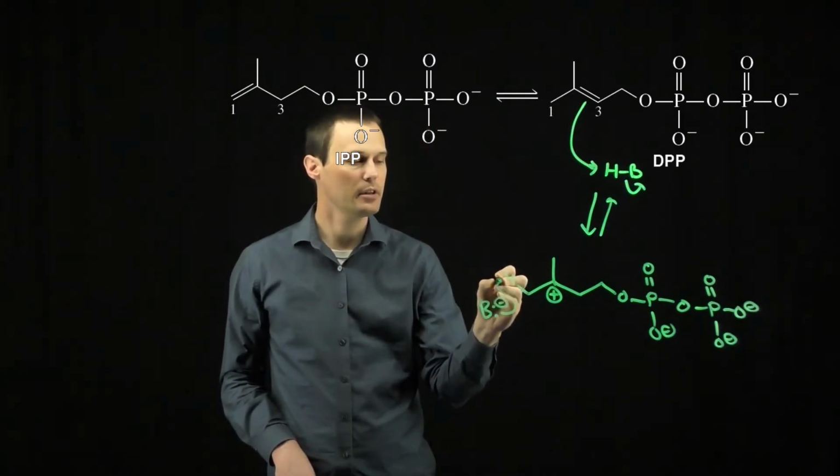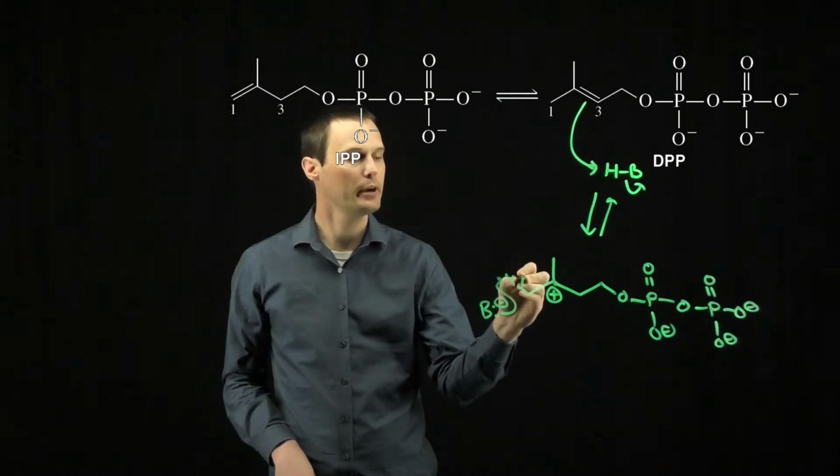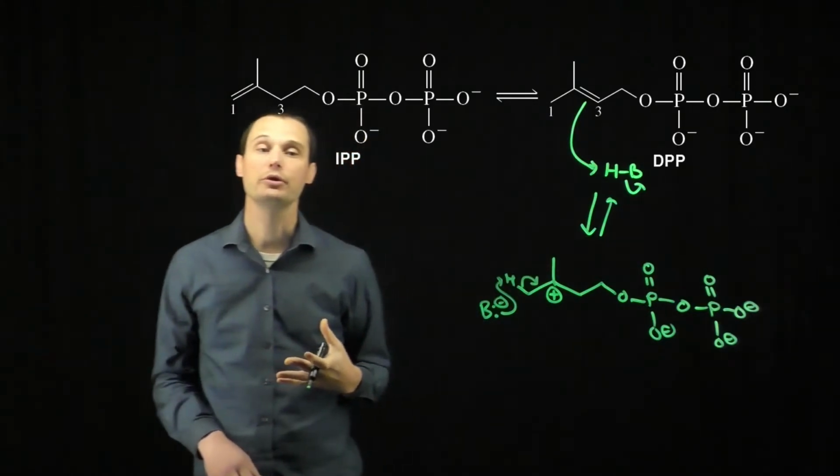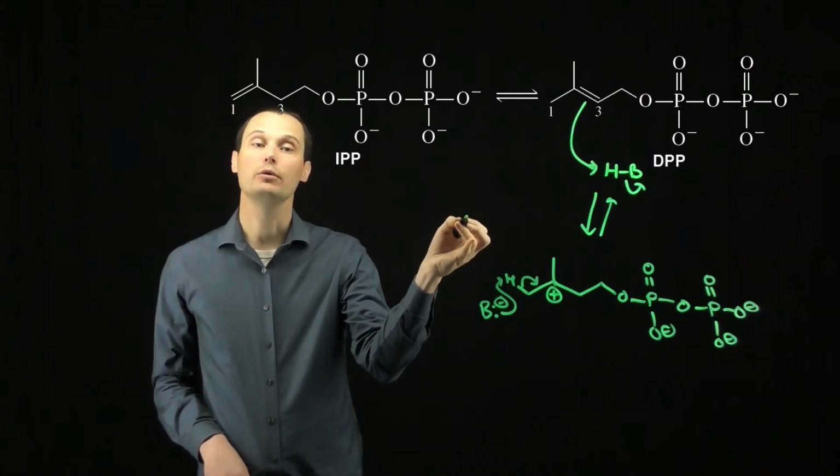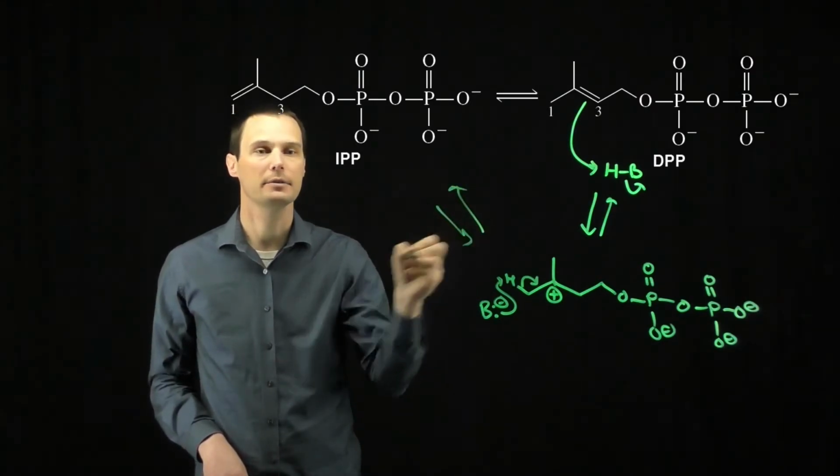The lone pair of electrons on the B- will grab this hydrogen. That will break the carbon-hydrogen bond. Those electrons will shift over to form the new alkene, which will form our IPP product.